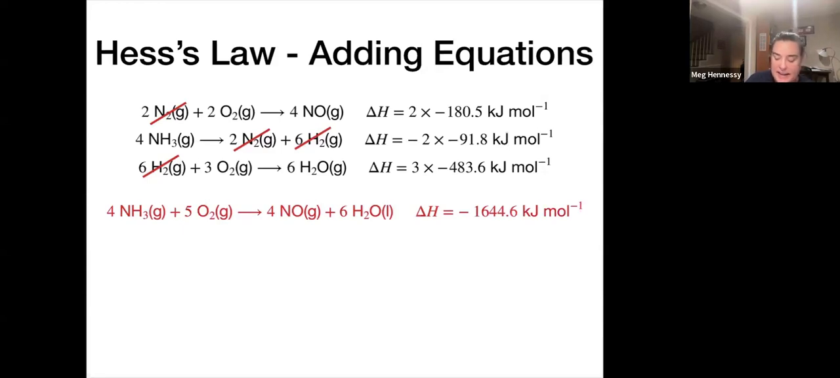So that's Hess's law, just adding equations together. So the first example of enthalpy cycles.